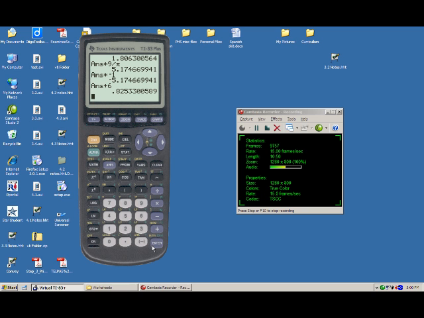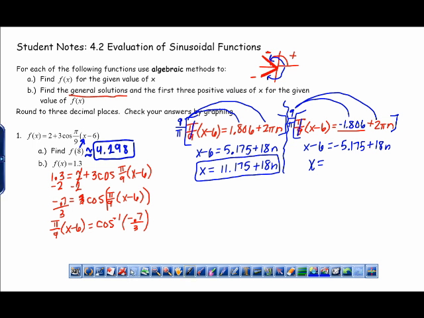So 0.825. Maybe you could have done that in your head. On some of them, though, it gets much more difficult. Plus 18n. And here is my other general solution. These two solutions right here represent all of the values of x such that when you plug them in, you get 1.3. Or the intersections on the graph as well, and I'll show you that in a minute. So that's the answer to part A. All of that work for the answer to part A.